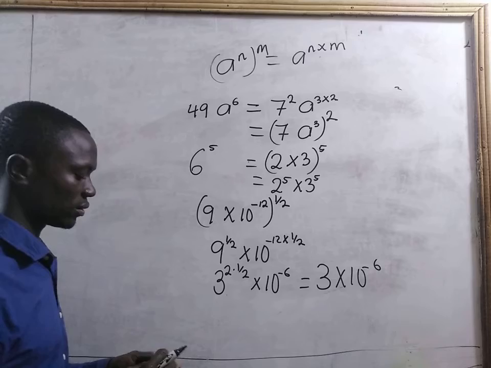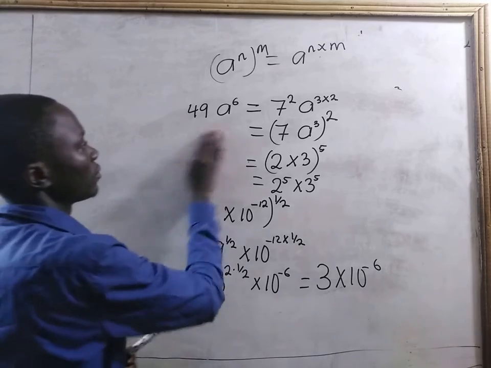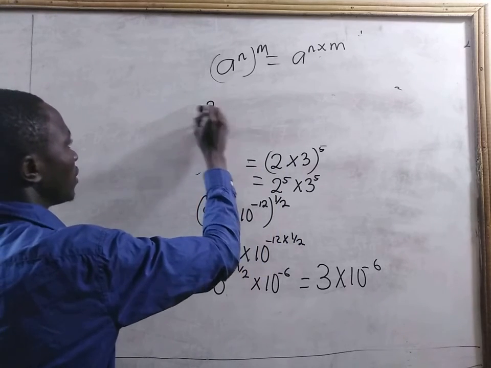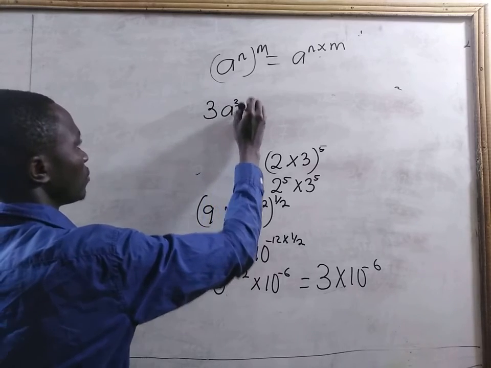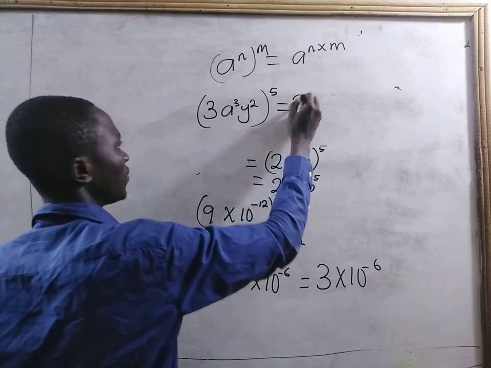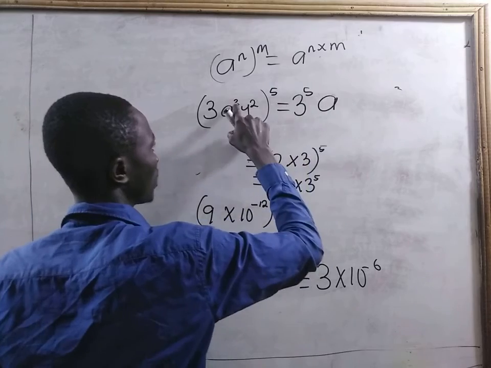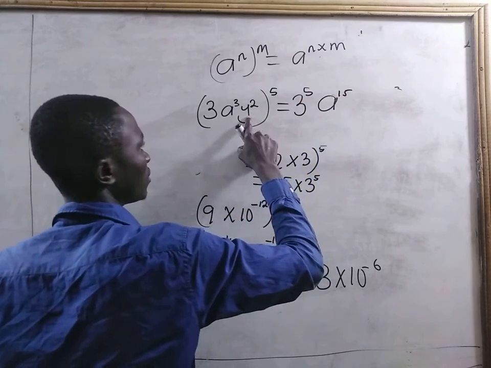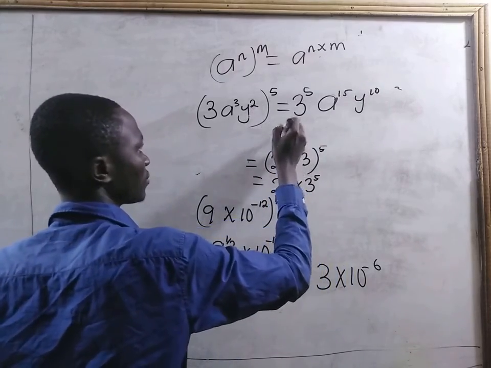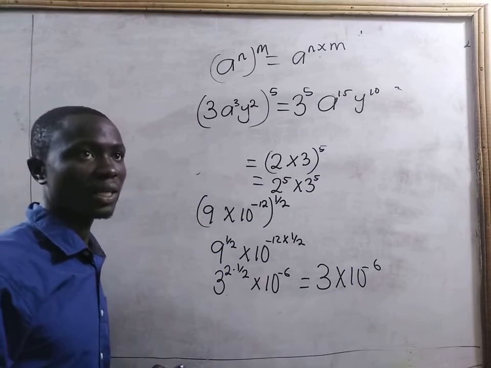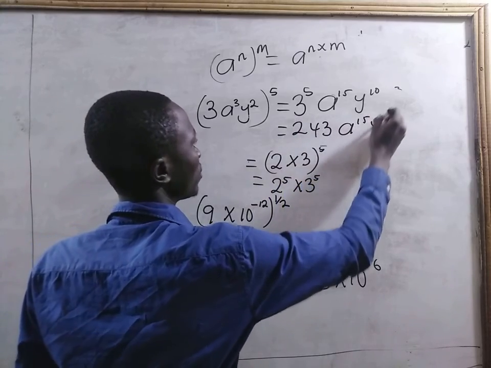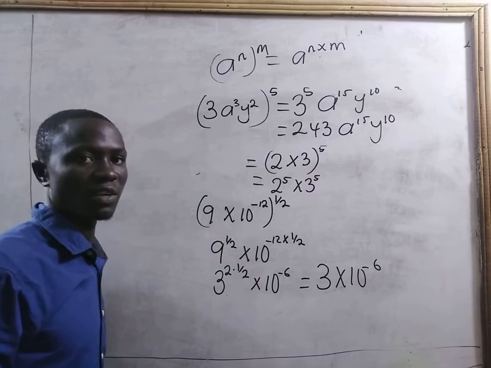Now let's take another one. If I have 3a cubed y squared all to the power 5, this will give me 3 exponent 5, a exponent 3 times 5, that is 15, y exponent 2 times 5, that is y exponent 10, and we take 3 exponent 5, that is 243, a to the power 15, y to the power 10. Very, very simple as that.